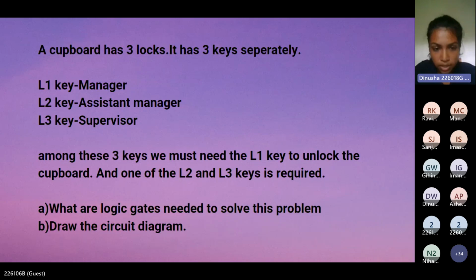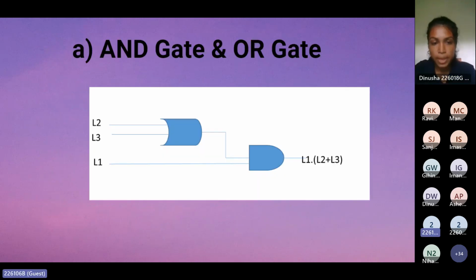And in the upper part, it says that we must need the L1 key to unlock the cupboard. It says that the L1 key is a must for us. So next slide, please. In here, we can see the L2 and L3 keys are going through an OR gate, and its output connects to the L1 input. So we can solve this problem by using the AND gate and the OR gate.